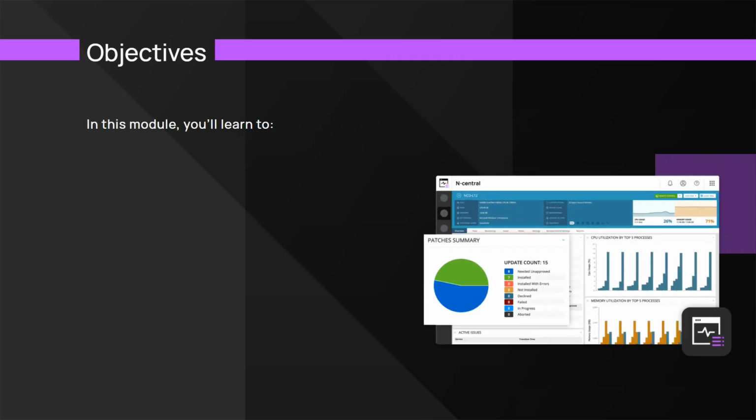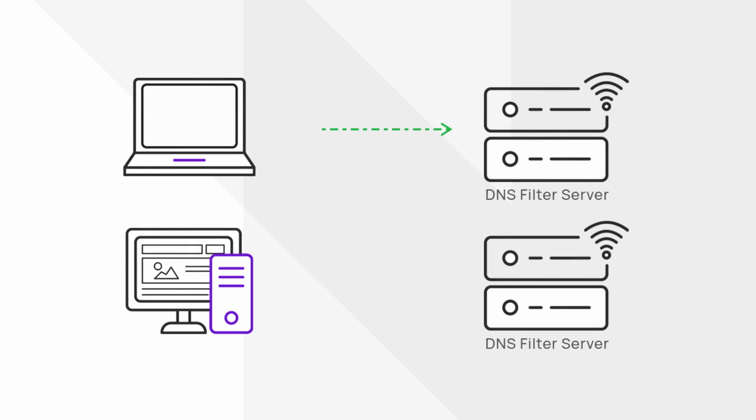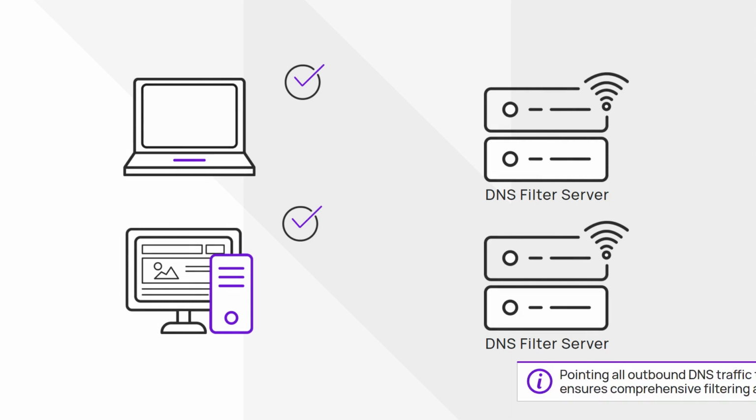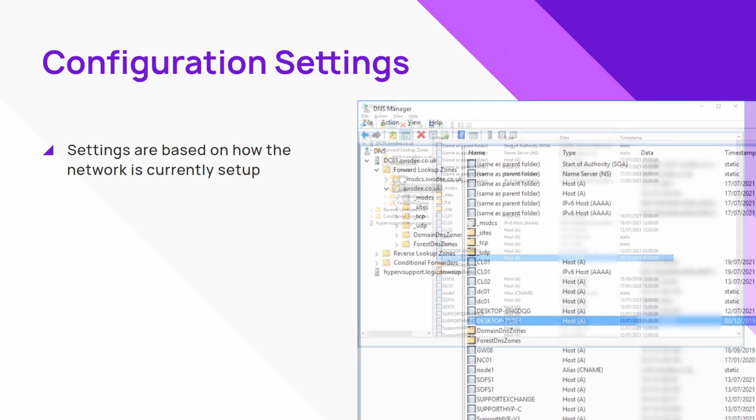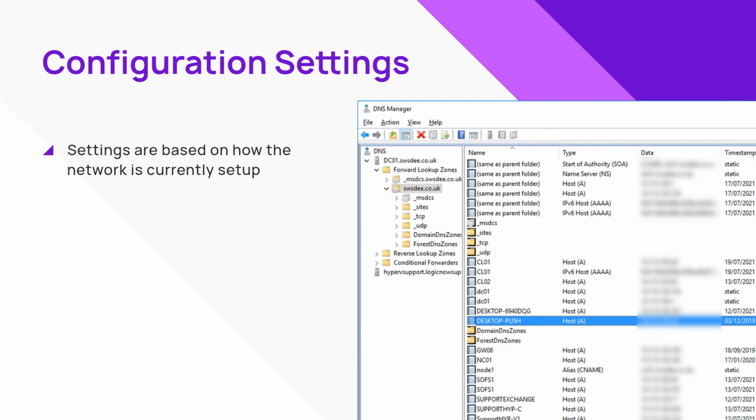In this module, we will review network configuration settings. Once the connection test between a computer on the network to the DNS filter servers is successful, update the network configuration to point all outbound DNS traffic to the DNS filter servers. The configuration settings to update vary based on how the network is currently set up.